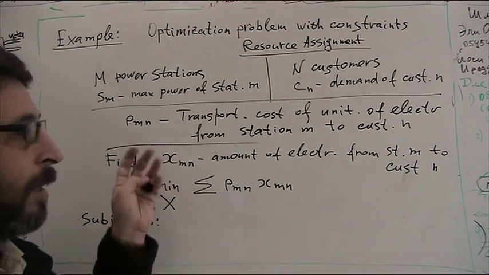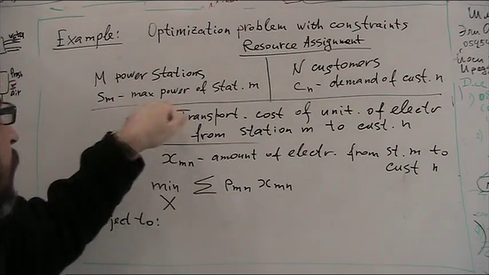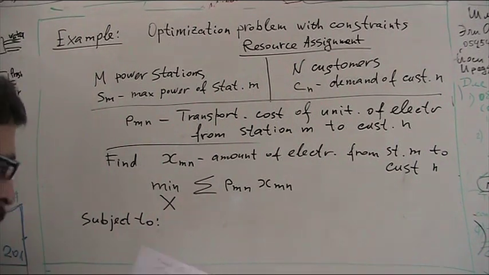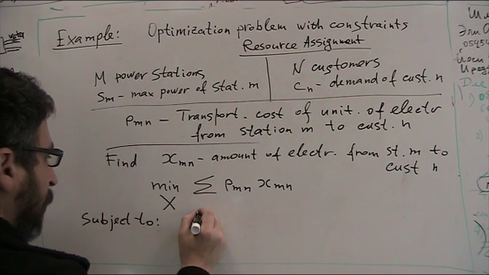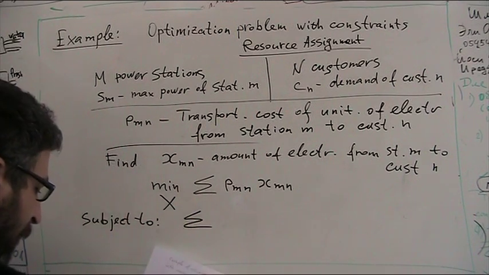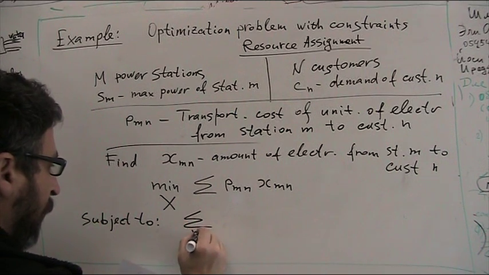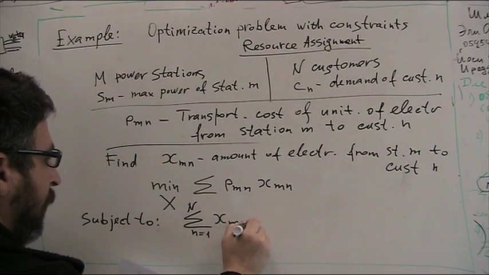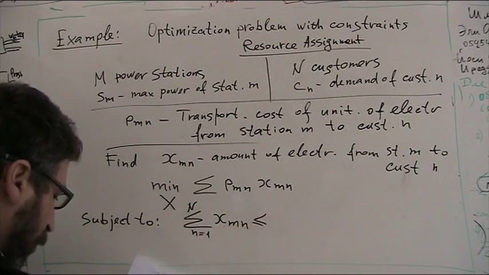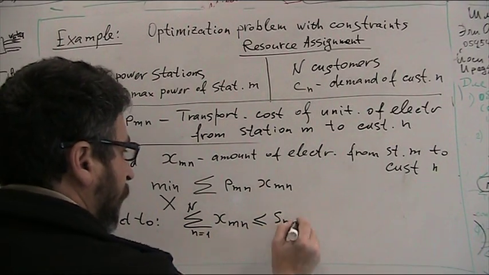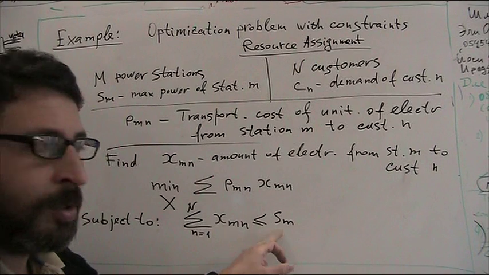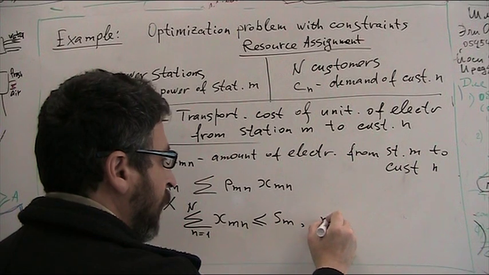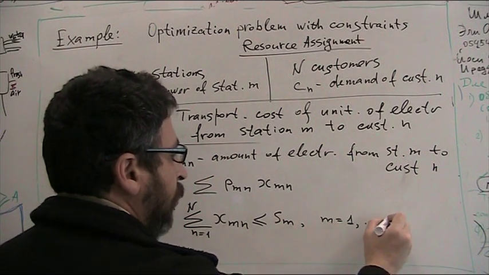The first constraint is that every power station cannot produce more than sm. So the sum over all customers of this station, sum over n from 1 to capital N, of xmn is less than or equal to sm. This is for station m, and of course this should hold for every station m from 1 to capital M.